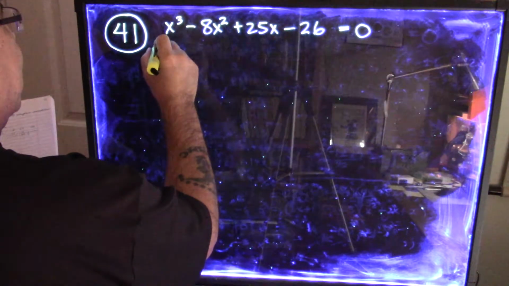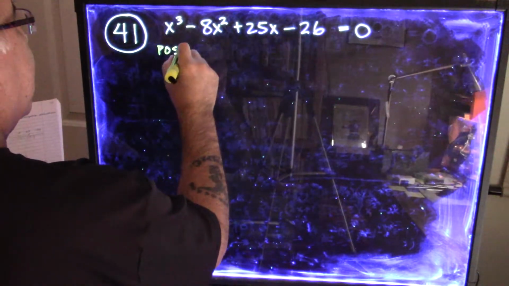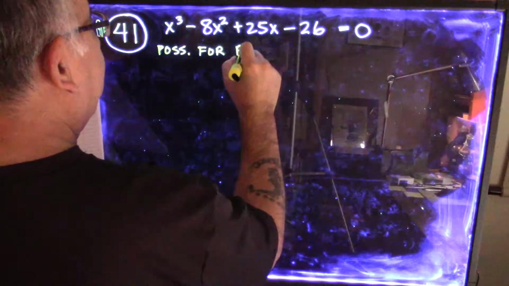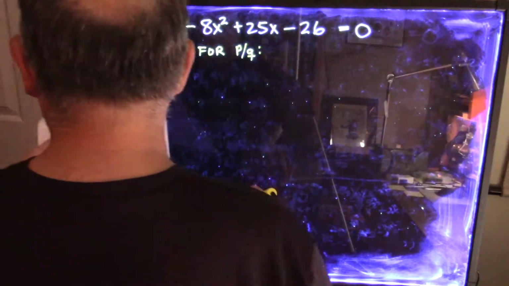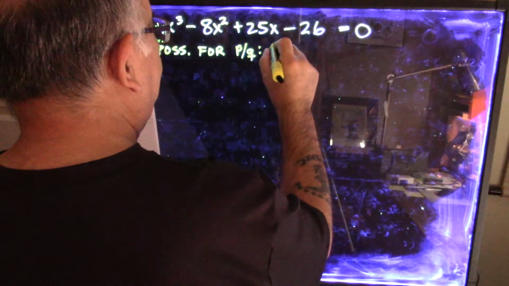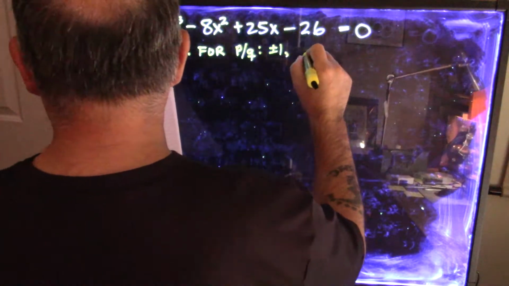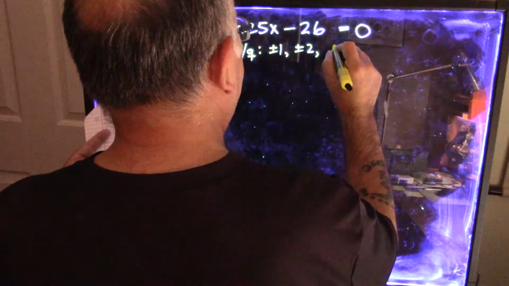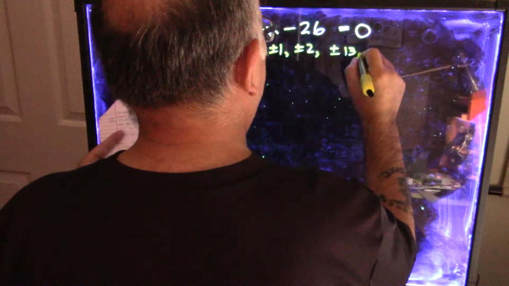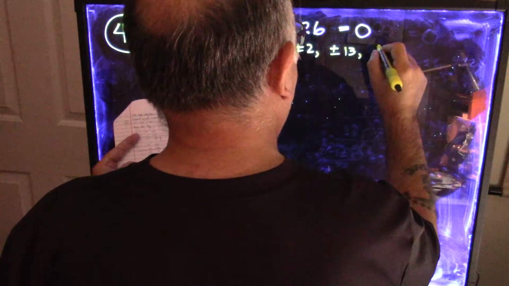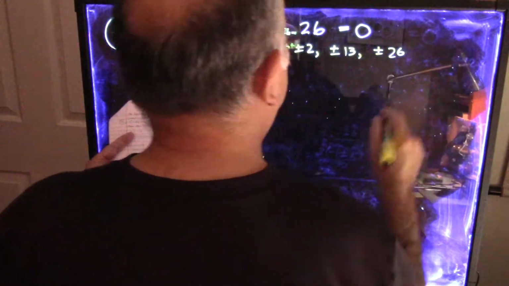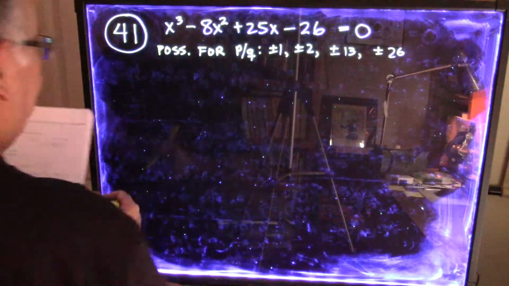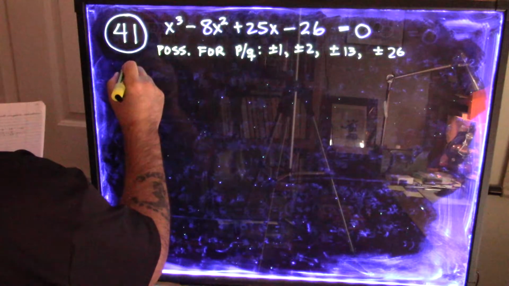So the possibilities for P over Q. So plus minus 1, plus minus 2, plus minus 13, plus minus 26. Alright, so to save time, we jump right to the one that works. That would be positive 2.